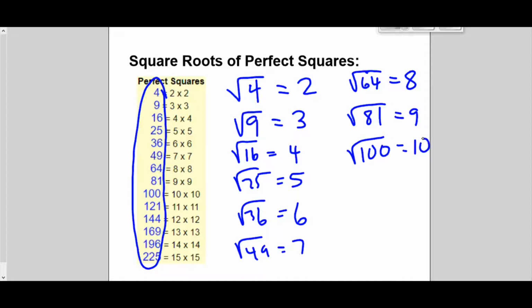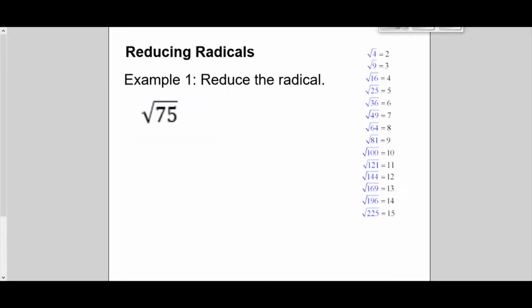So when we reduce radicals, we're looking for these perfect squares, because we can take the square root of perfect squares, but when we work with other numbers that aren't perfect squares, it won't be so easy to take the square root. So let's look at an example. I put those square roots on this page so that you have them, the square roots that we know.